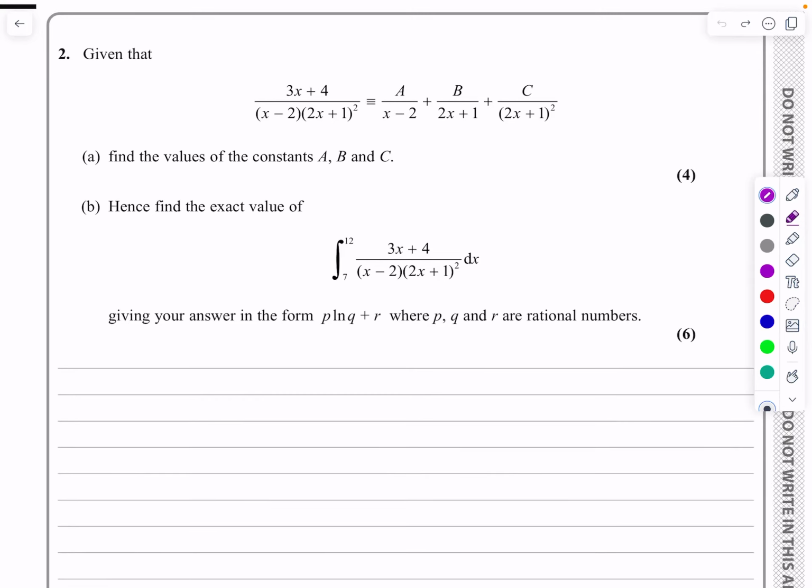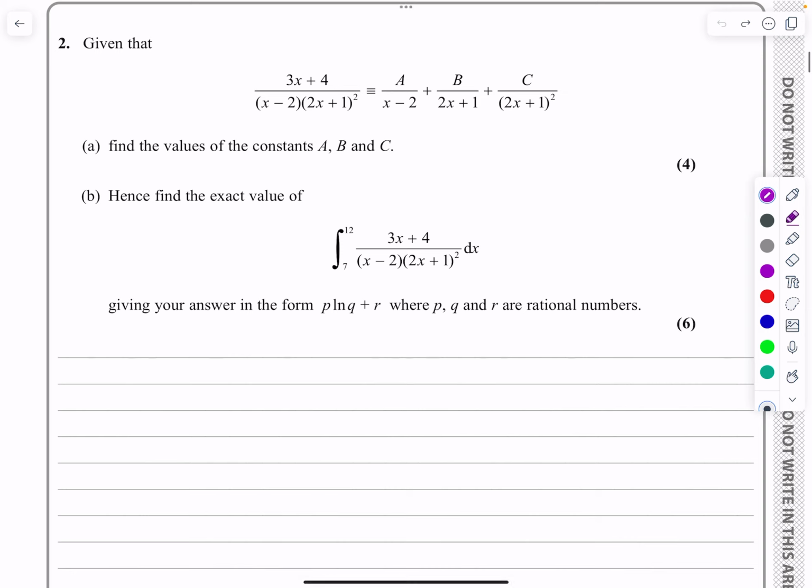Okay, this is the P4 paper from January 2024. It's question number 2. It's partial fractions for the first part here, and then the second part is going to be integration, but using partial fractions. So relatively straightforward. Let's make a start on it.